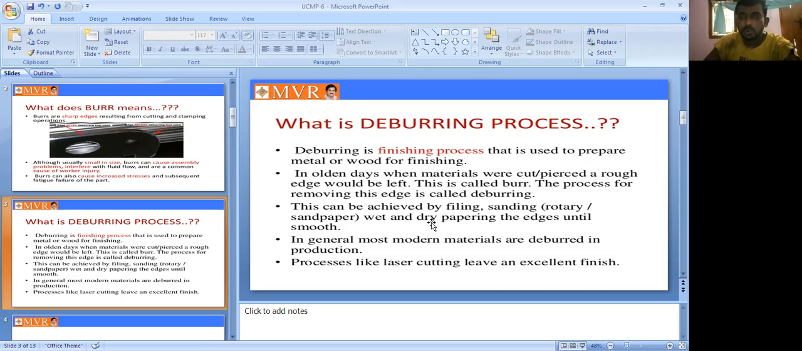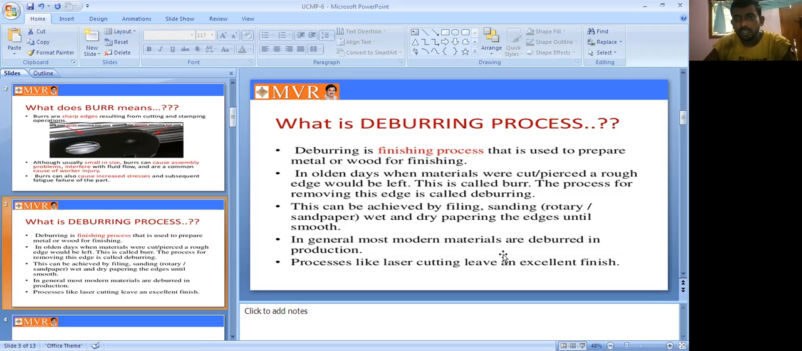This can be achieved by filing and sanding, wet and dry, preparing the edges until smooth. It can be achieved by filing and sanding, using rotary or sharp sandpaper. Sandpaper we can use wet and dry, preparing the edges until smooth. This kind of method we can use to smooth the surfaces.